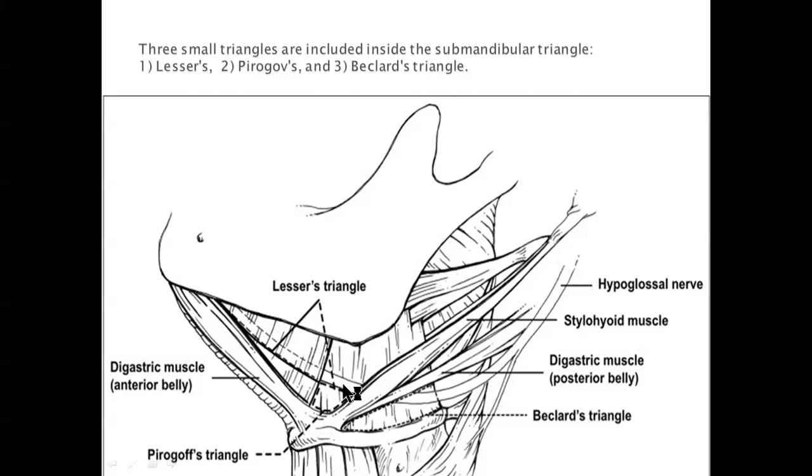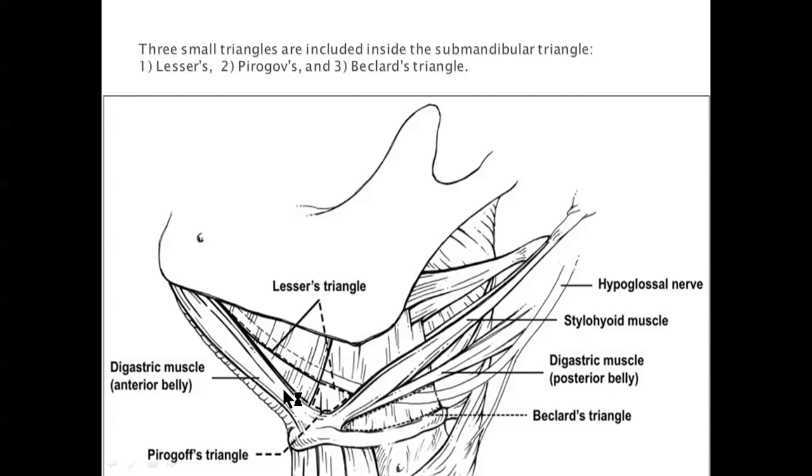So here we can see the triangle which is the lesser triangle. The lesser triangle boundaries would be your anterior belly of the digastric. All right. Then here we have the hypoglossal nerve. The hypoglossal nerve would form the superior boundary of the lesser triangle. And the posterior belly will form the posterior boundary of this lesser triangle. So this whole area is your lesser triangle.